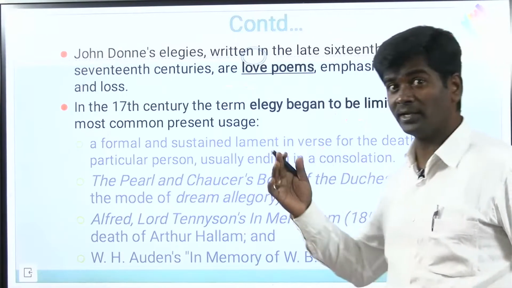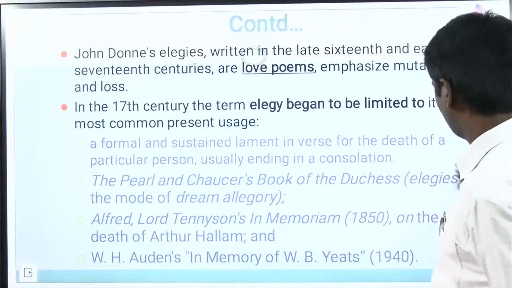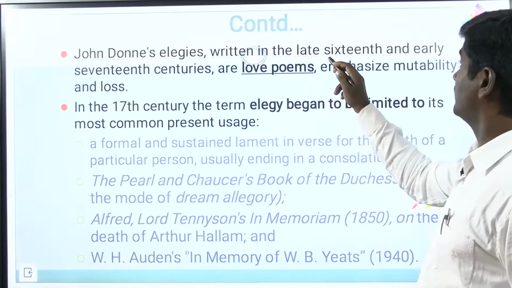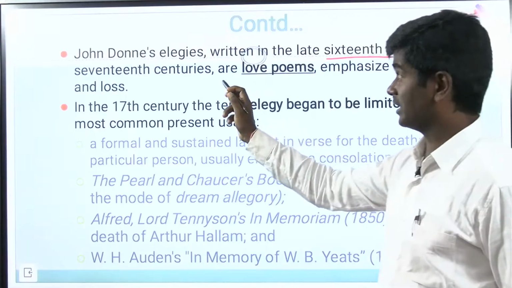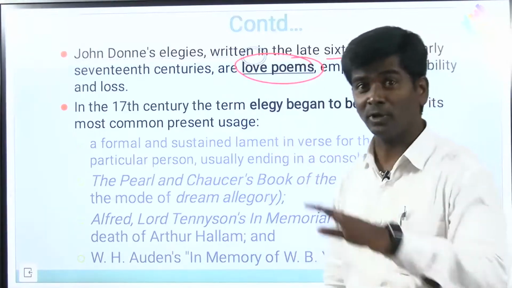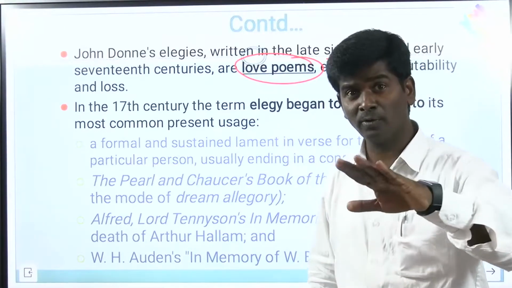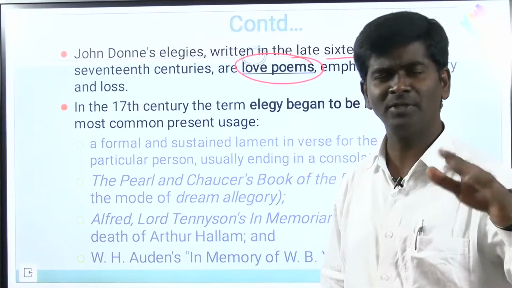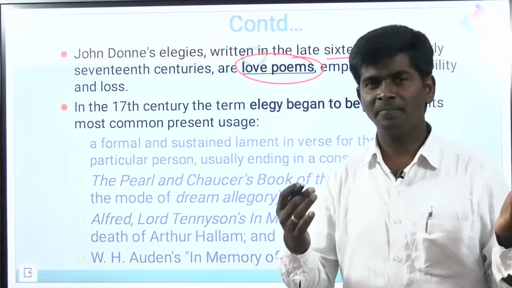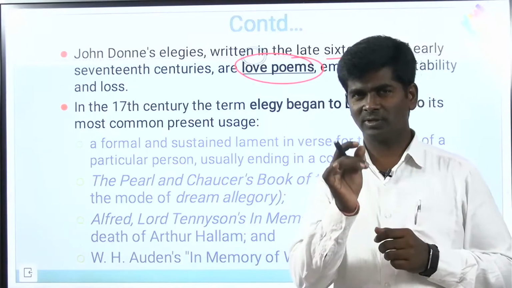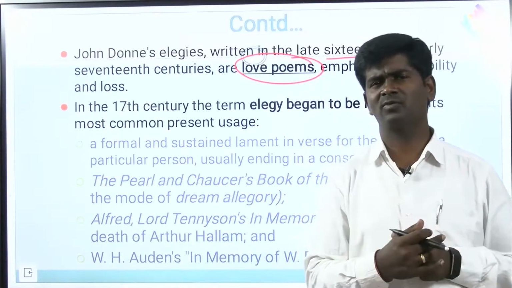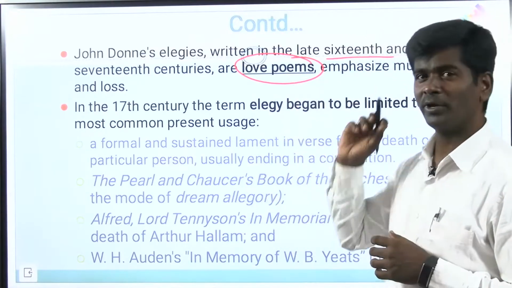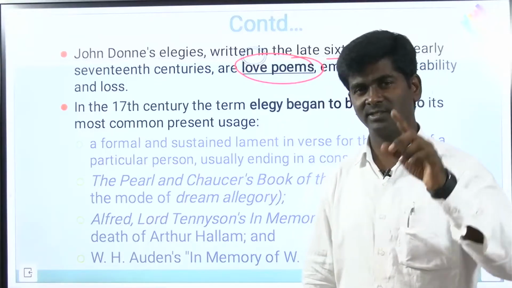Next, my friends, John Donne wrote a number of elegies. These elegies, written in the late 16th century and 17th century, are love poems, not death poems, not sorrowful poems, not lamentations, not grief. These are about love. So there may be a bit: which of the following writers composed a number of elegies which talk about love? John Donne's elegies, you need to know.